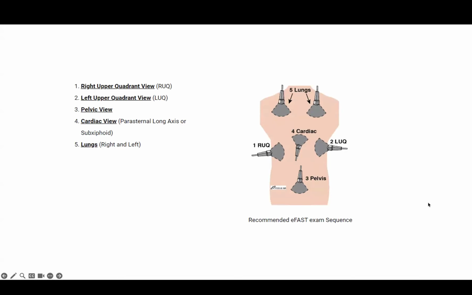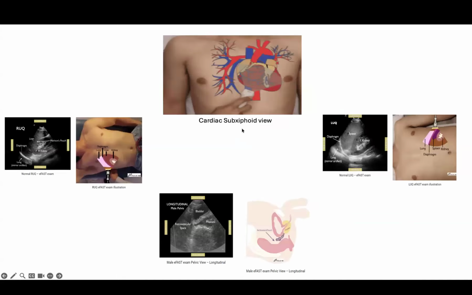Almost most of you have answered. So here is the cardiac subxiphoid view. Then you have the right upper quadrant view. Here you can assess the liver and the kidneys, and here you have the Morrison's pouch. Then in the pelvic area, you can assess for any pelvic collections. Then in the left upper quadrant, you can assess for collections between the spleen and kidneys or between the spleen and the diaphragm. All right.